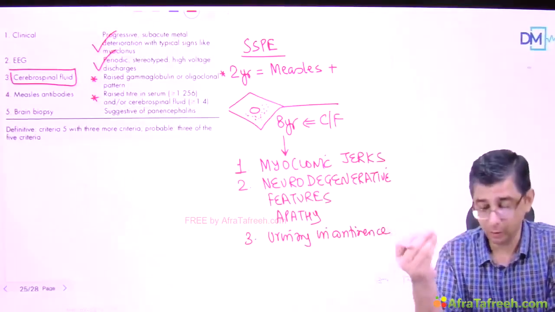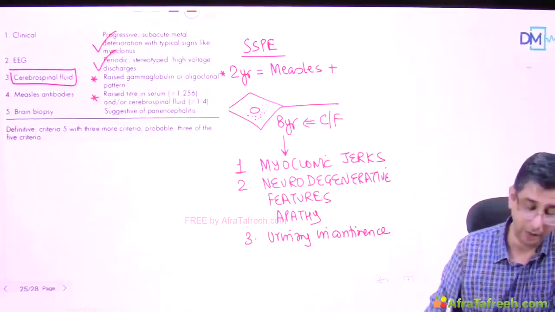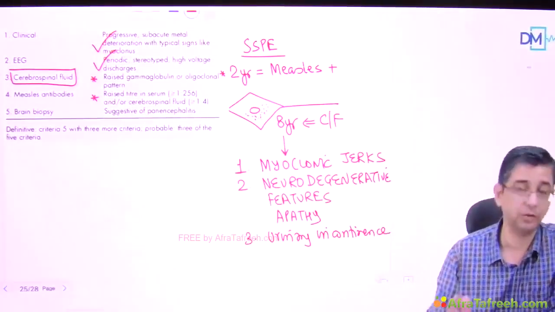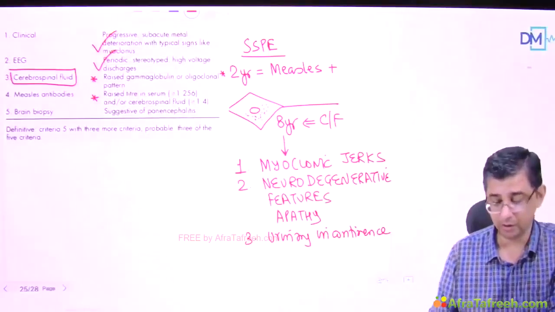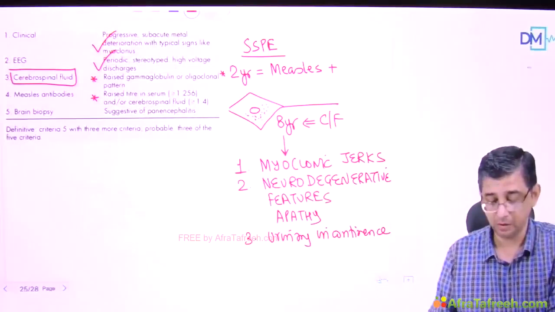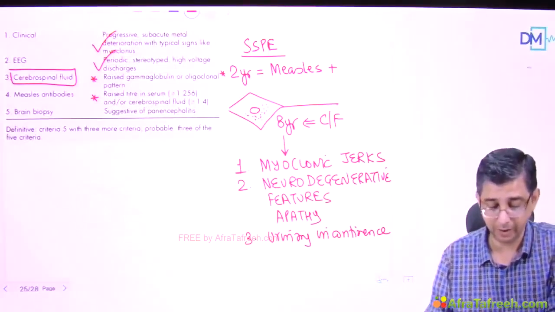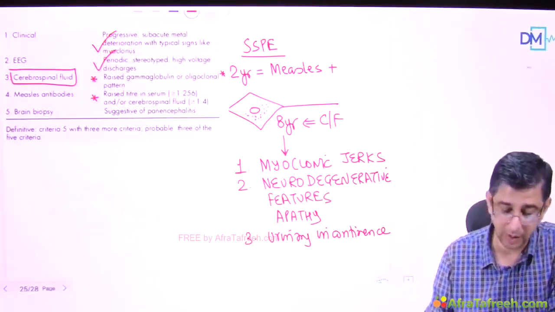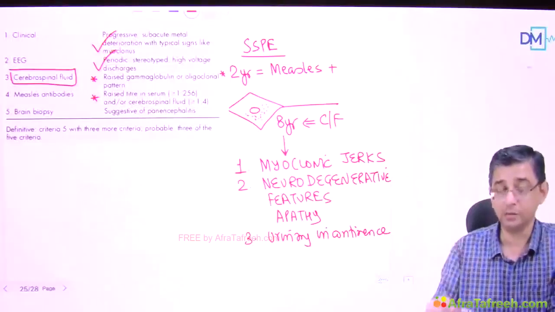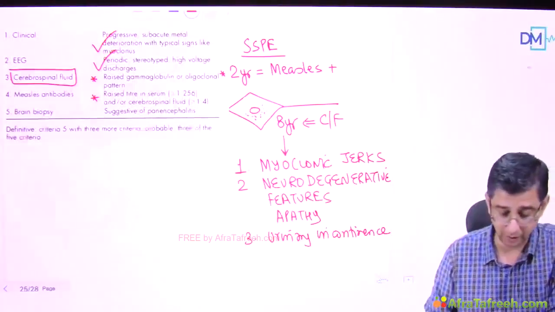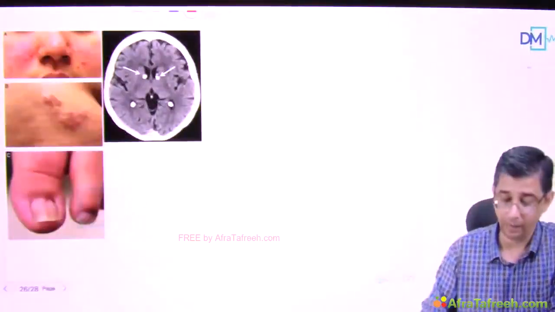Early complications are pneumonia and otitis media, and mainly out of 5 points, 3 points are a must know for you. I'll repeat again: neurodegeneration with myoclonic jerks, presence of high voltage bursts on EEG, and simultaneous presence of antibodies against measles virus in the CSF is the main diagnostic feature for this condition.